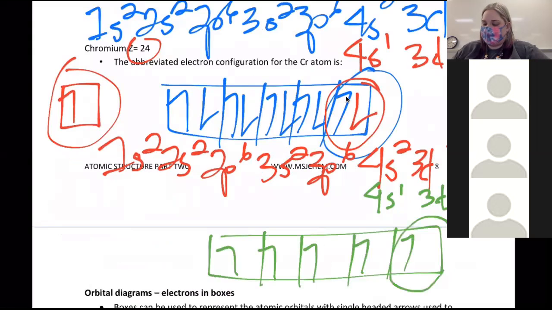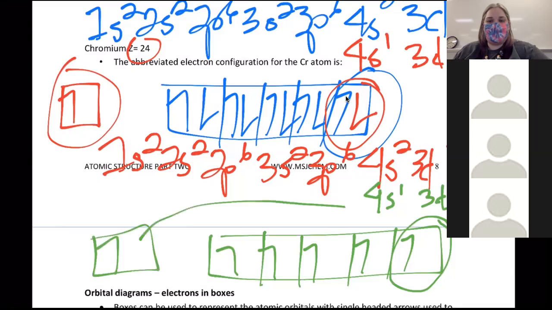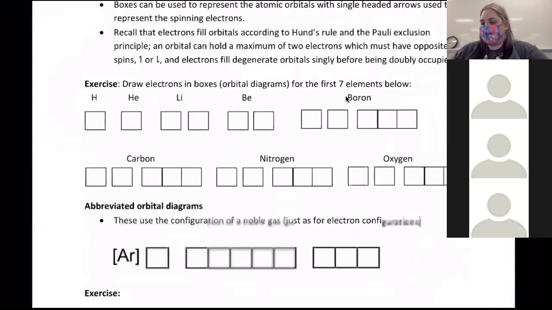So what happens is the 4s gives one of its electrons to this last d orbital, so that all of them are half full. It's more stable for all of them to be half full than for one to be totally empty in that d orbital. The last part here is really just representing those orbitals in the boxes.